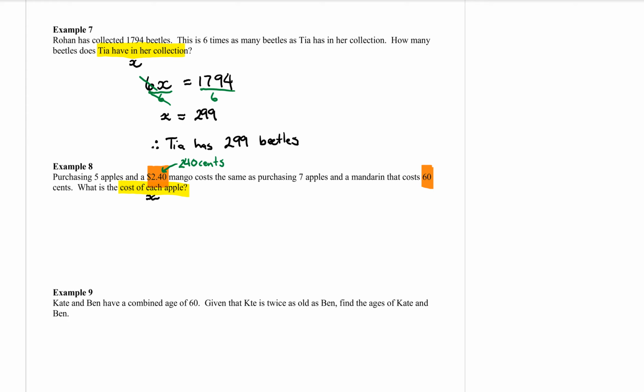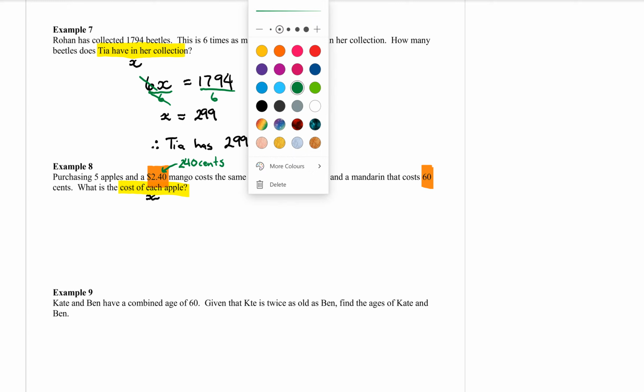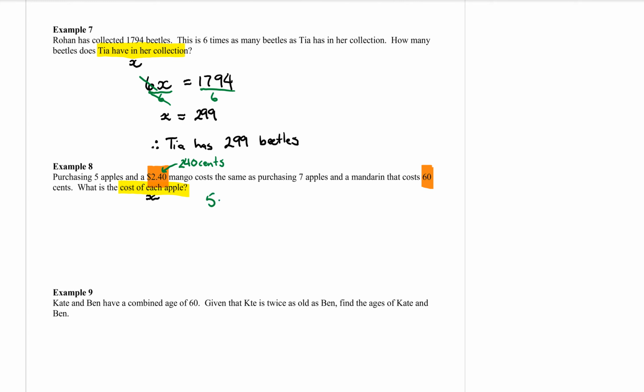Okay, so let's make our equation. Purchasing 5 apples and my 240 cent mango. So 5 apples means 5x, because an apple is x, remember? So 5 apples and a mango, which costs 240 cents. That would be the cost of my 5 apples and my mango in cents. It says is equal to 7 apples, so that's 7x, and a mandarin that costs 60 cents. Okay, so those two things are equal.